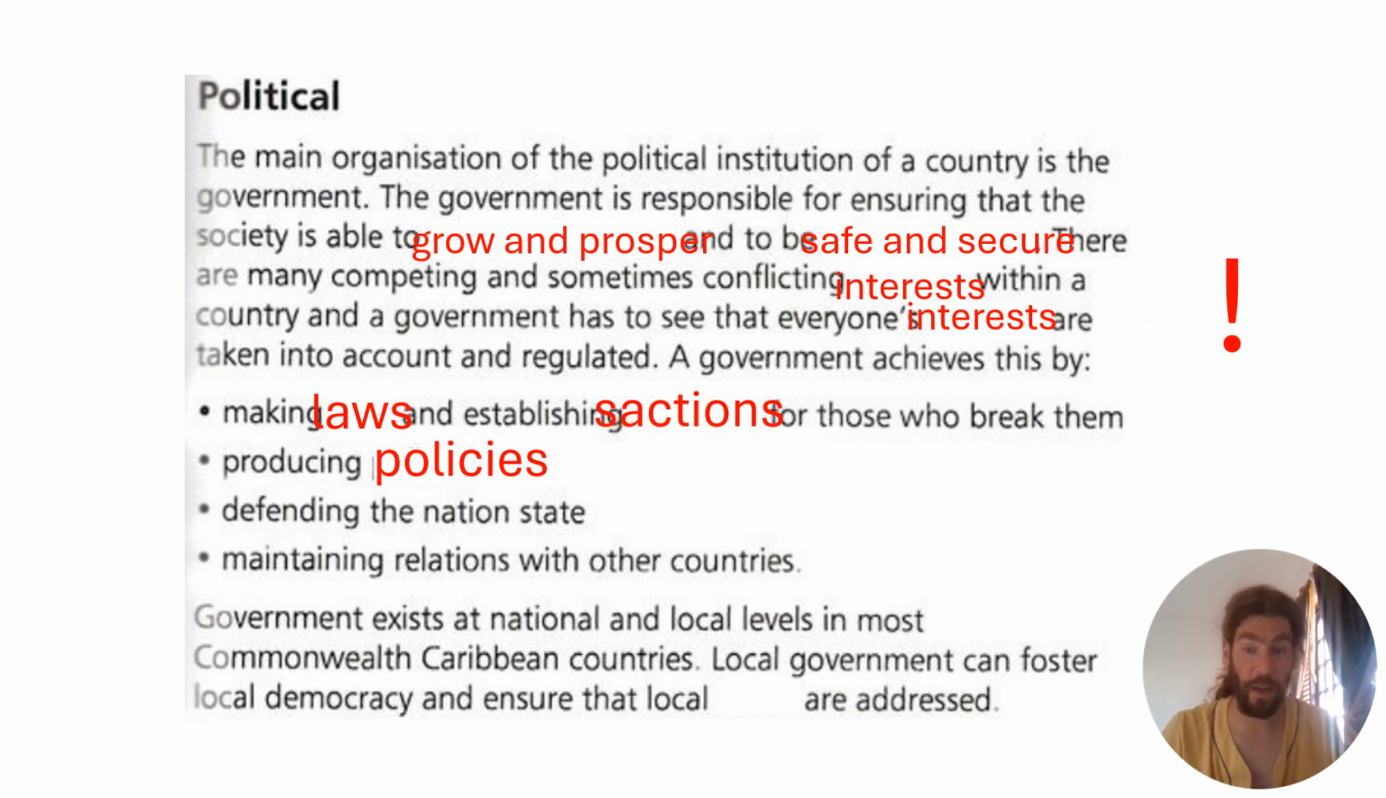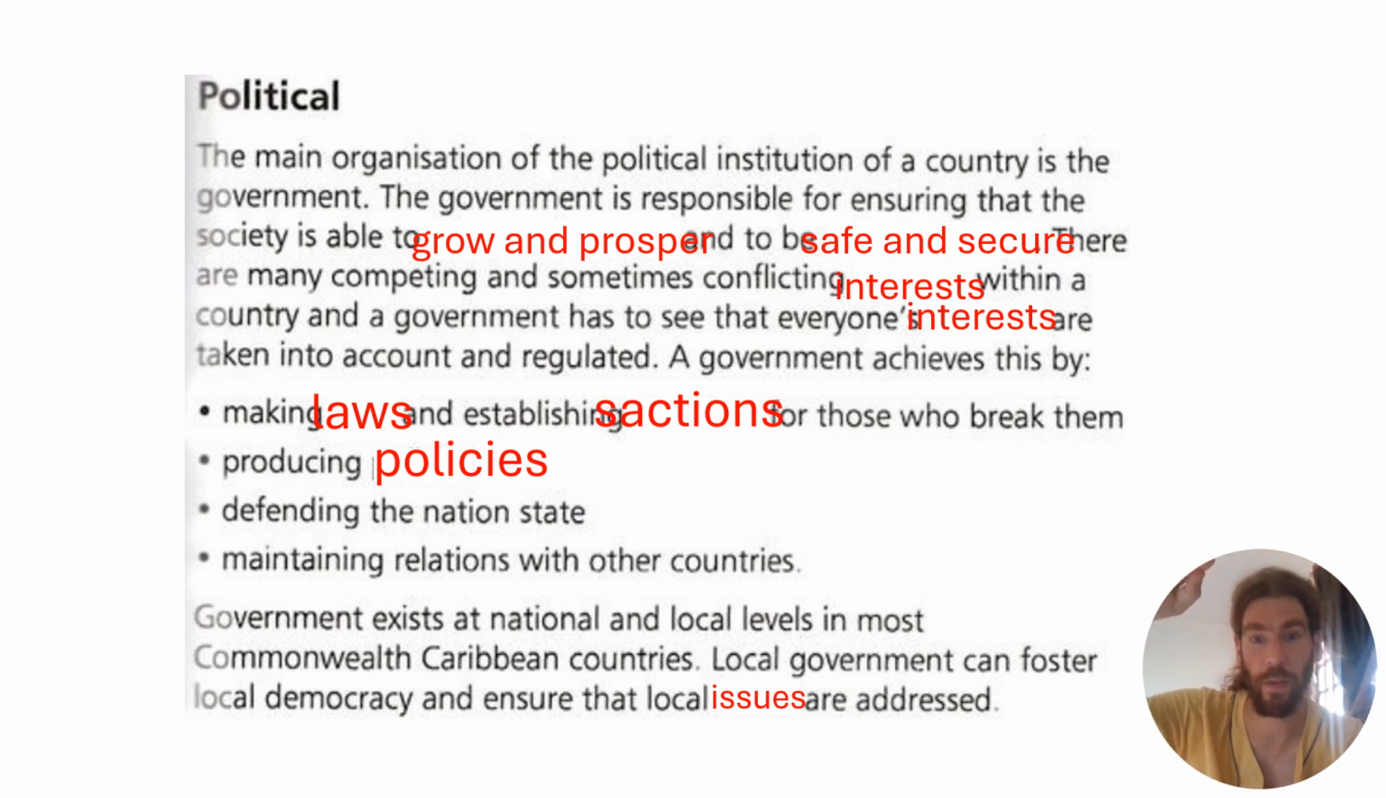Okay, defending the nation state, we have the Dutch army, but we also have the Guarda Costa of the island. So in this, we work together closely with the European Netherlands, maintaining relationships with other countries. Government exists on a national and local level in most Commonwealth countries, those of Great Britain, or those connected with Great Britain. Local governments can foster local democracy and ensure that local issues are addressed.